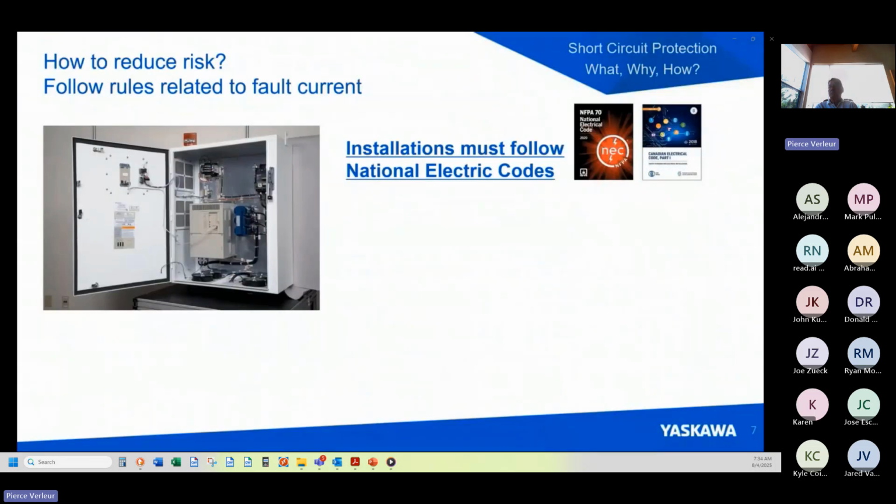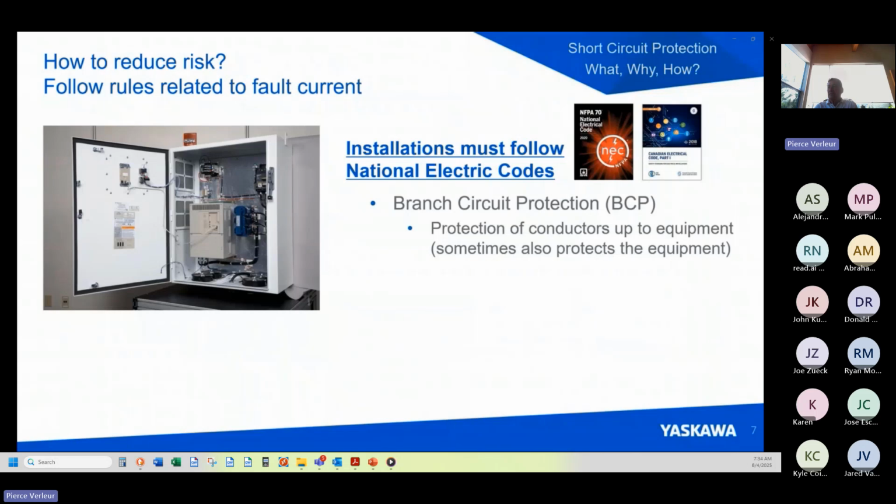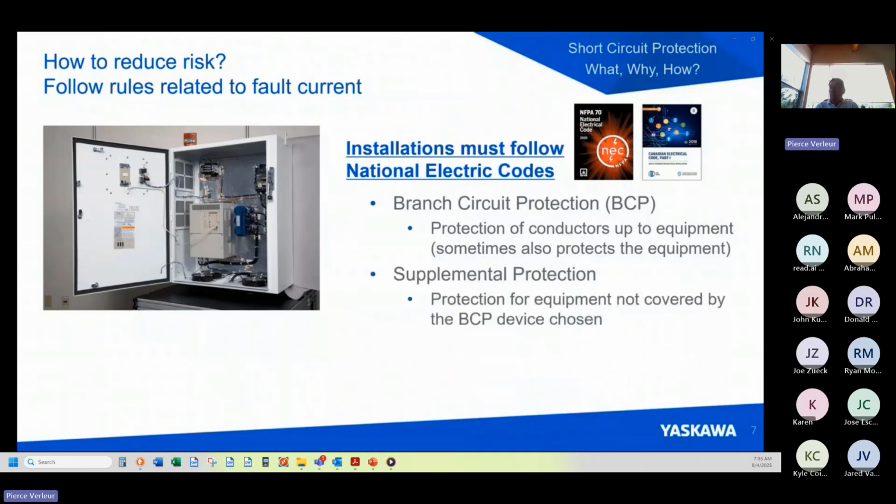So how do you reduce the risk? By following the rules related to fault current. The rules for fault current are established by the National Electric Code, the NEC, for the United States, or the Canadian Electric Code for Canada. It says that you must protect your branch circuit, which is typically the conductors up to the equipment. Now, these same protection devices may often protect the equipment itself, but not always. In cases where it doesn't actually protect the equipment, supplemental protection beyond what's protecting the wires is required.